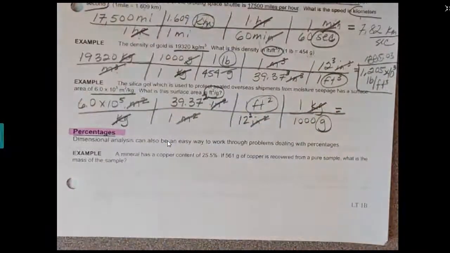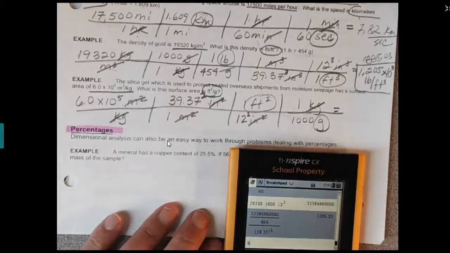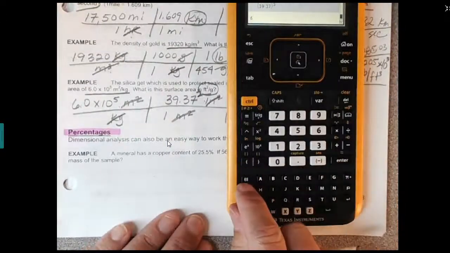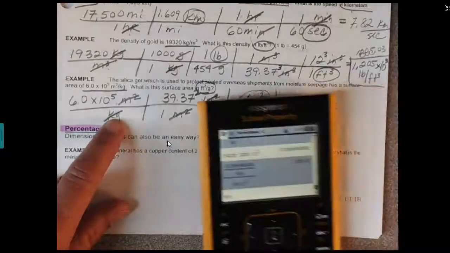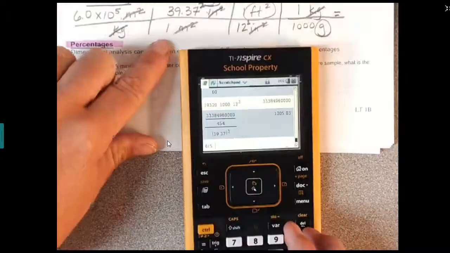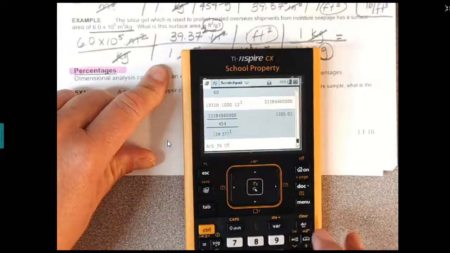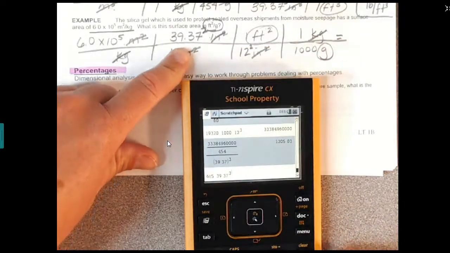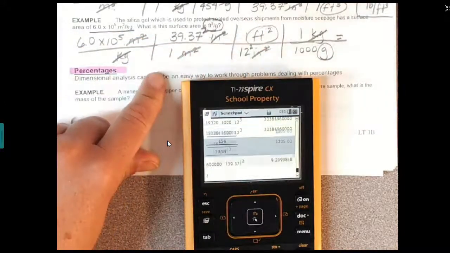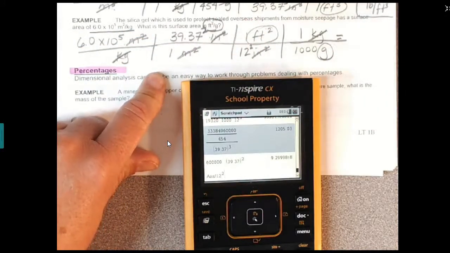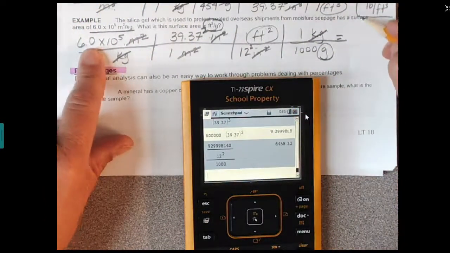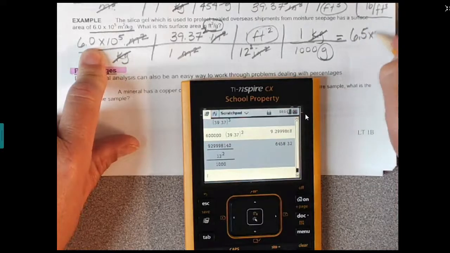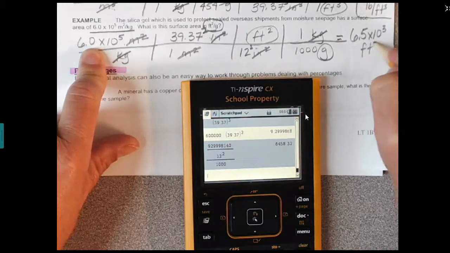So we just multiply across the top and divide by the bottom. Remember to put this in our calculator, we use this big E. 6e to the 5 times 39.37 squared, yes, times 1 times 1, we hit enter, divided by 12 squared, divided by 1,000. And so our answer, we need just 2 sig figs here, so my answer is going to be 6.5 times 10 to the 3rd feet squared per gram.